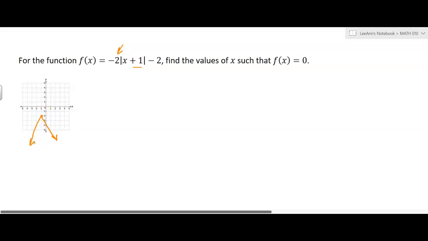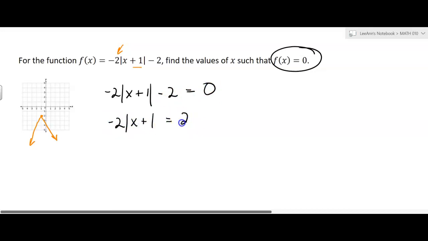All right, let's pretend we don't notice anything. And we're going to set it to 0: -2 times the absolute value of x plus 1, minus 2. So if you already noticed something, good for you. But if you didn't, we'll just do what we did on the last problem, right? And then we're going to divide by -2. Whoops, I need a 1 in there. Divide by -2. There we go. Absolute value of x plus 1 equals -1.